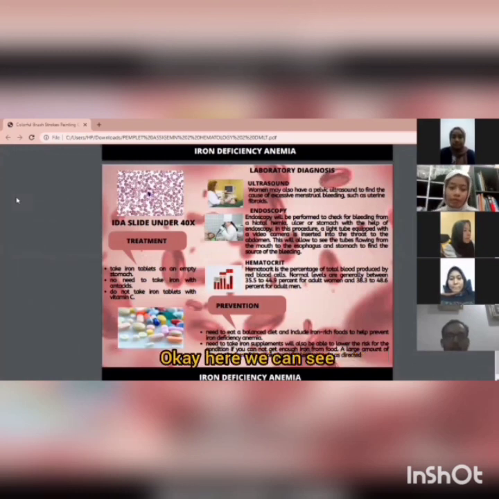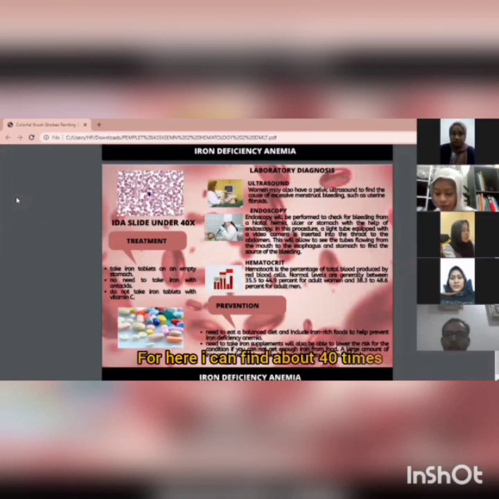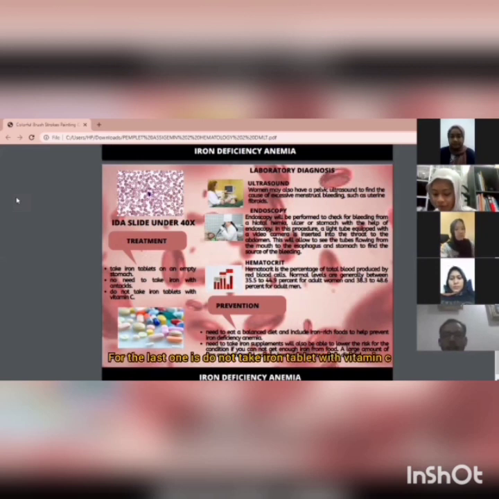Okay, here we can see the ID slide under 40. Actually, for a slide under the microscope, we can use 4 times, 10 times, 40 times, and 100 times. Here, I can see it at 40 times. Okay, the last one is treatment. For the treatment, take iron tablets on an empty stomach, and do not take iron with antacid. Lastly, do not take iron tablets with vitamin C.